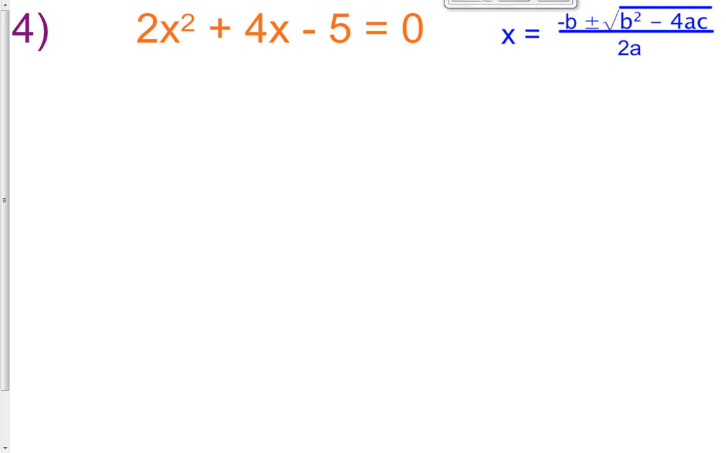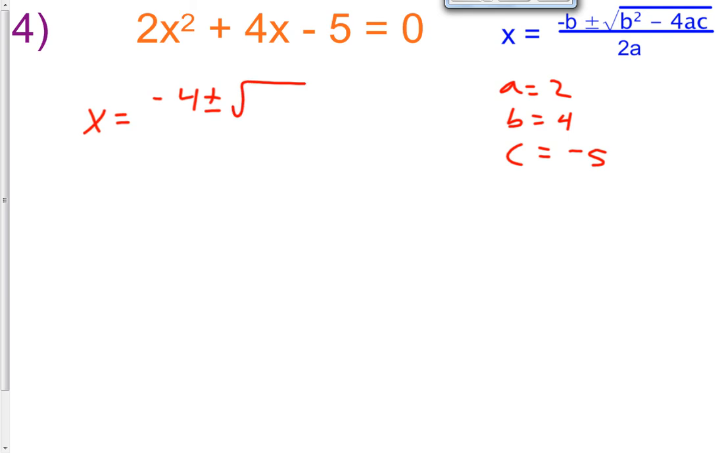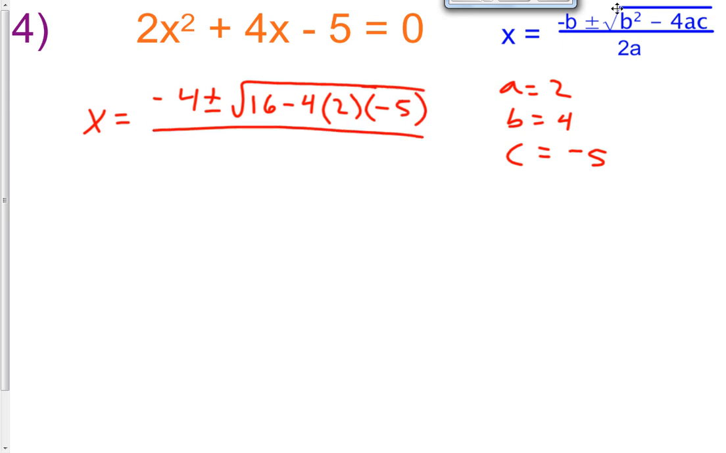Number 4. I want you guys to pause the video for number 4 and try this one on your own. So you should have got a to be a 2, b to be 4, and c to equal a negative 5. So we have x equals a negative b. So we have a negative 4 plus or minus the square root of b squared minus 4 times a times c all over 2a. 2 times 2, which is 4.